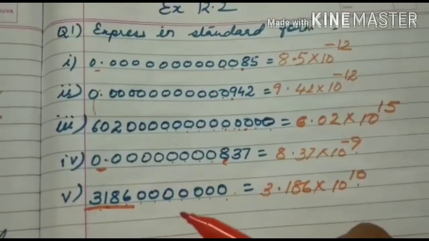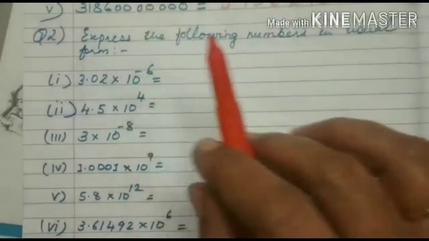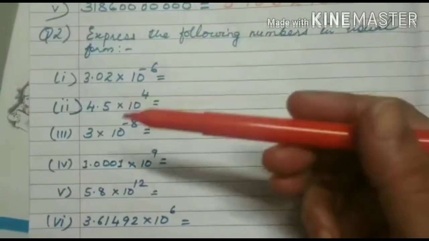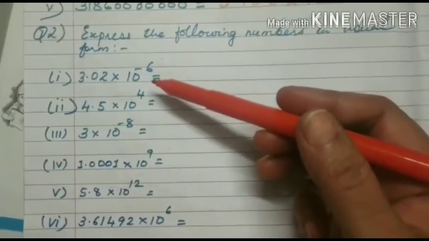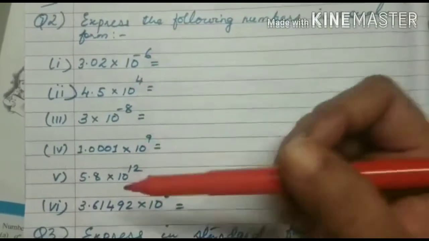Now we'll move on to question number 2. Question number 2 is express the following numbers in usual form. So what we just did in question 1, just the opposite of that. It is given in the standard form and we have to convert into usual form.